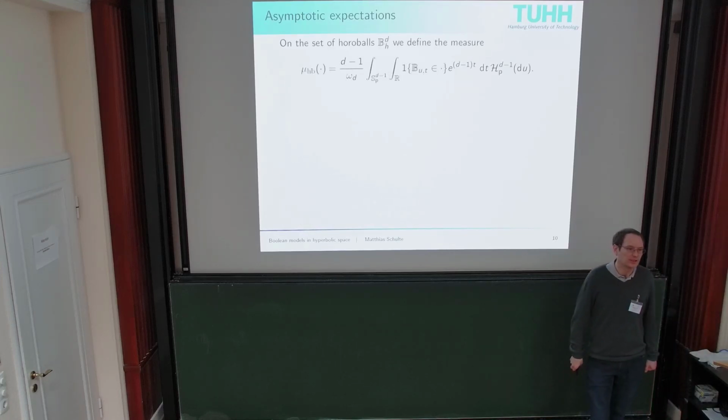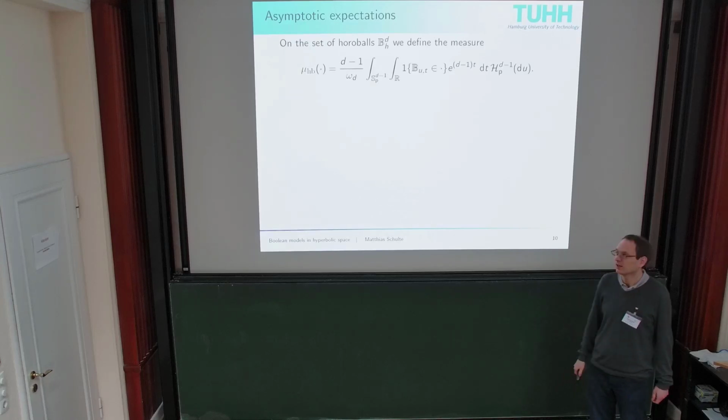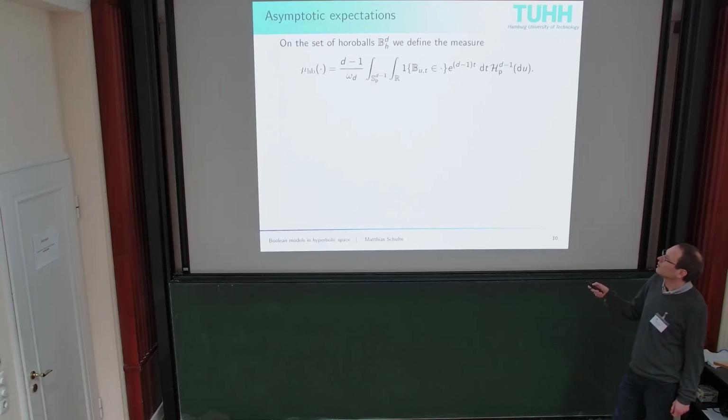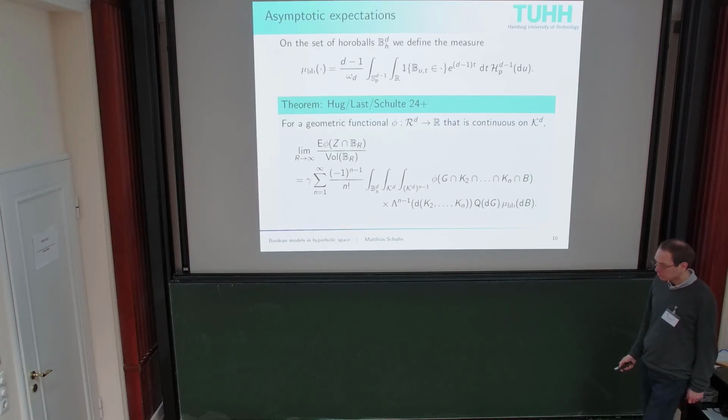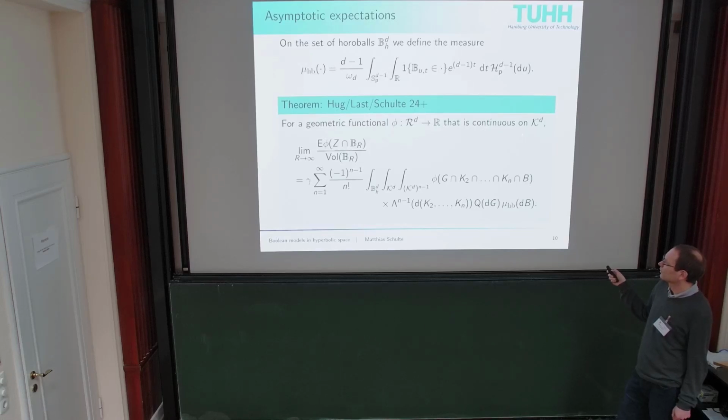To formulate our general results, we also need some measure on the set of all horoballs, which is introduced here. Okay, now we do the following. We take a geometric functional, which we assume to be continuous on K^d. We take the expectation of phi of the intersection of the Boolean model with a ball of radius r, and divide by the volume of the observation window. And then as r goes to infinity, we obtain as a limit this expression here.